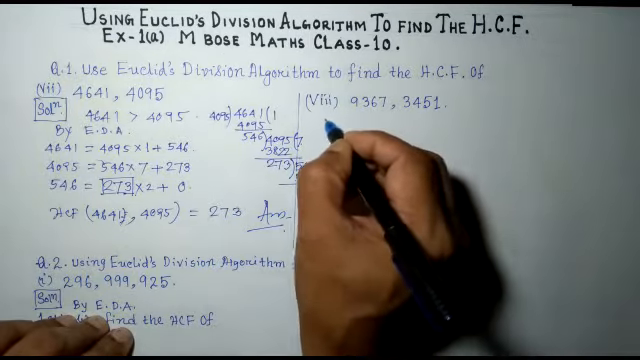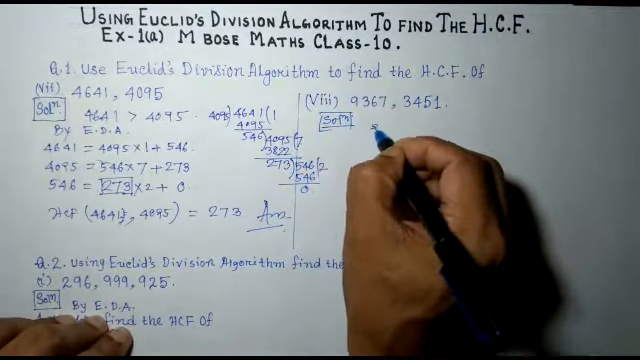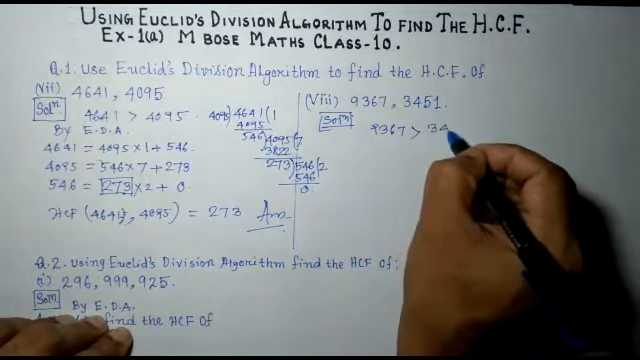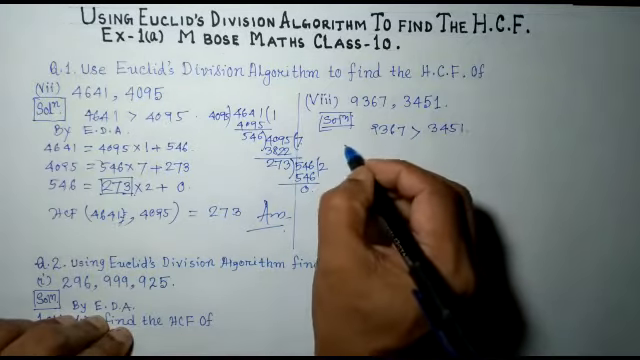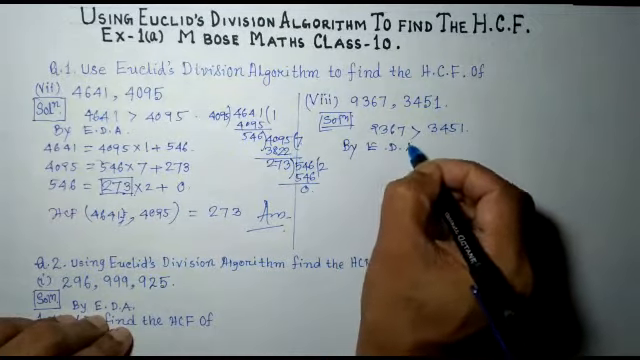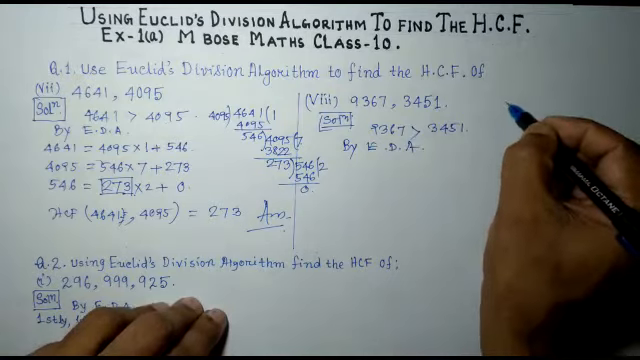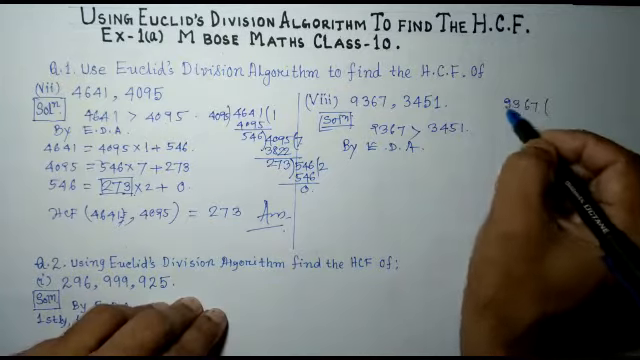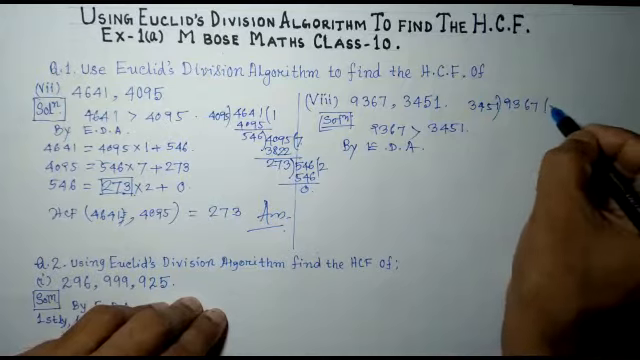So which is the bigger number here? The bigger number is 9367. 9367 is bigger than 3451. So we divide the bigger number by the smaller number, and we write here by Euclid's division algorithm. See what happens: take the bigger number, I write it here, 9367, divide by 3451. It will go only 2 times.